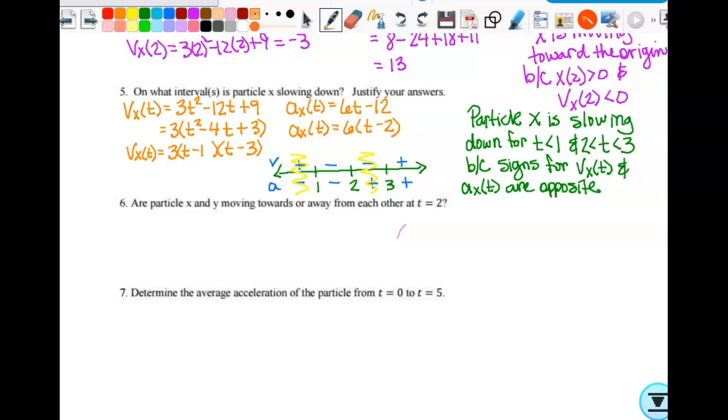Okay, so this problem right here, this is where you have such neat handwriting.